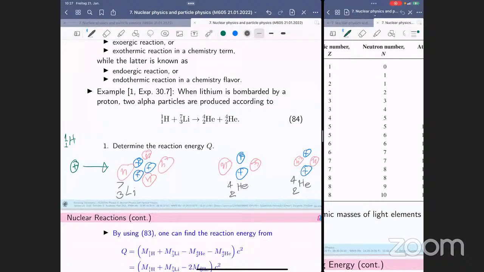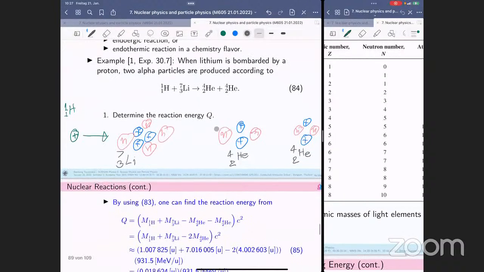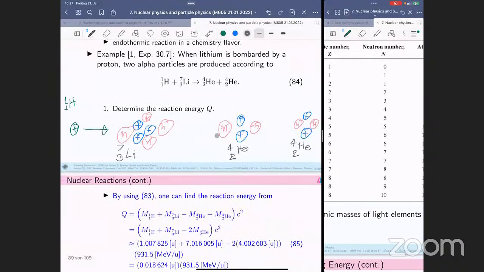Yes, the lithium is bombarded by a proton, and 2 alpha particles emerged as the product, right? According to this equation, determine the reaction energy Q. Yeah, we need to find the mass difference, and then we convert the mass difference to the energy by using the Albert Einstein relation E equals mc squared, right? But we're going to use the letter Q.